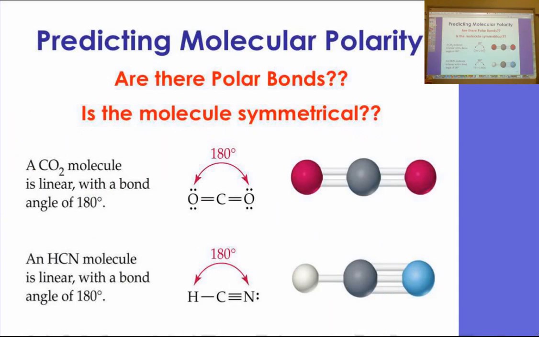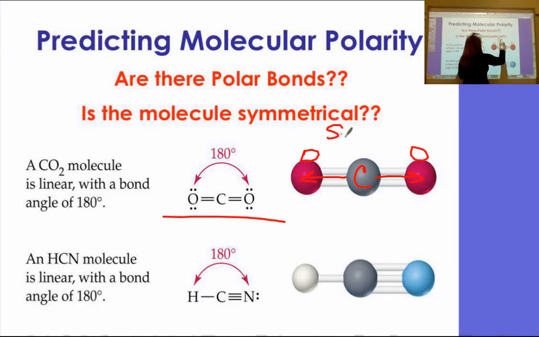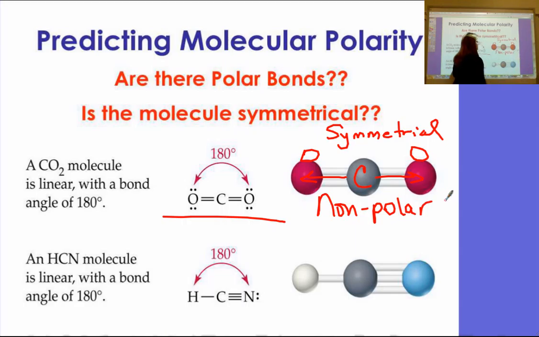Two more examples. We already looked at carbon dioxide. We can look at its numbers, but we don't have to because carbon is being pulled in two directions, right and left, equally by two oxygens, so we know it's symmetrical. When something is symmetrical, it's nonpolar. That's the case for linear molecules.